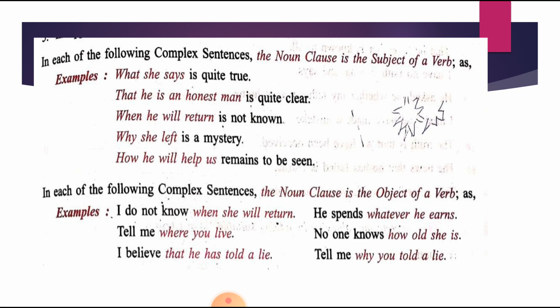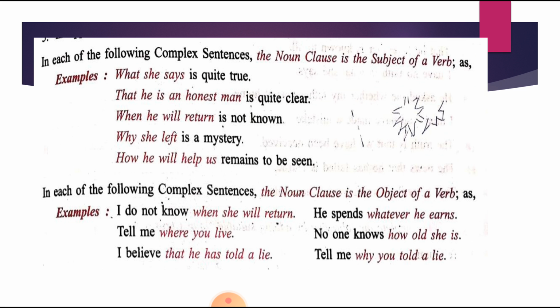See, now we will see the noun clause as object of a verb. Let us discuss through examples. I do not know when she will return. See, it's an object, after the verb know. Tell me where you live. I believe that he has told a lie. He spends whatever he earns. No one knows how old she is. Tell me why you told a lie. See, in all these, the noun clause is the object of a verb.